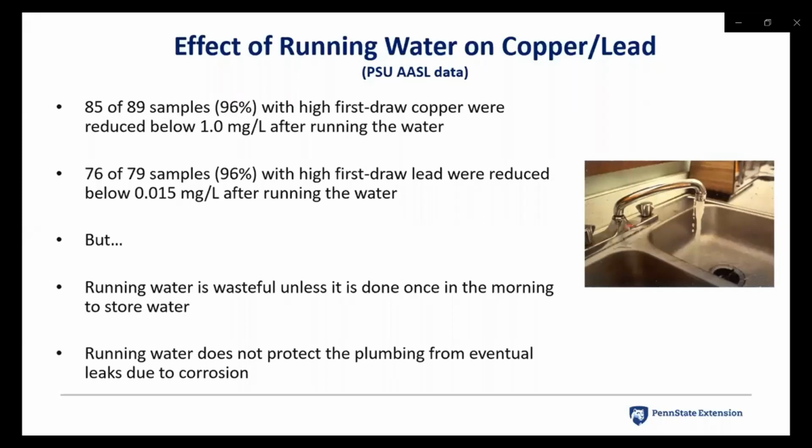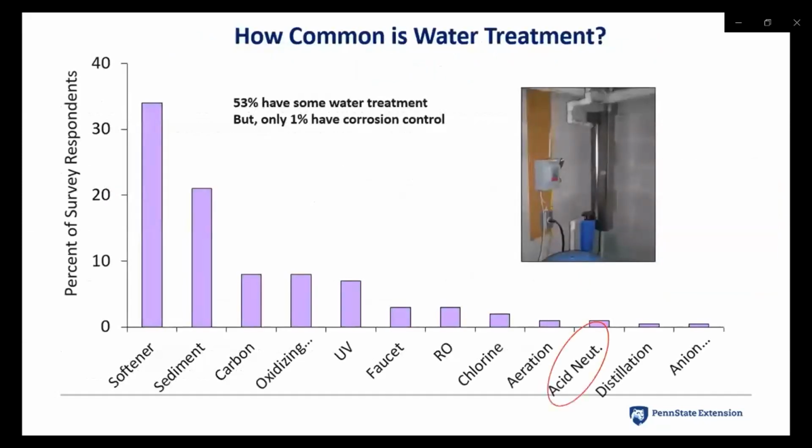So yes, while running the water does allow us to avoid the health effects of copper and lead, it still wastes a lot of water and it still does damage the plumbing system. And that's where treatment becomes very important. However, we find that relatively few people treat for corrosive water. In Pennsylvania, we have found in our studies 53% of people with a private water system have at least one water treatment device.